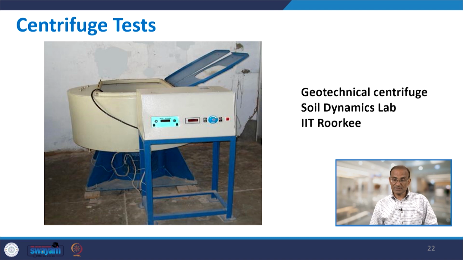This figure shows the geotechnical centrifuge in the soil dynamics laboratory of IIT Roorkee. You could see this is the power unit which is applied in the front, but this is a cylindrical box. In this cylindrical box you put the soils, like buckets are there. So, a rotor moves and inside this chamber the gravitational field is increased, and this could be increased up to n times g.